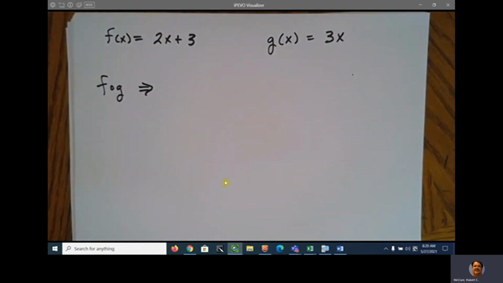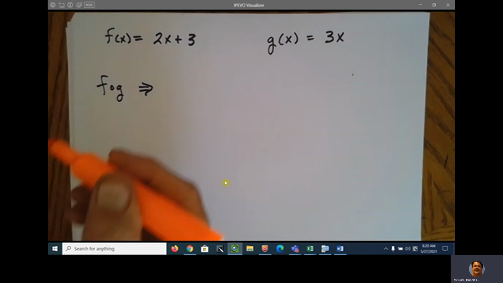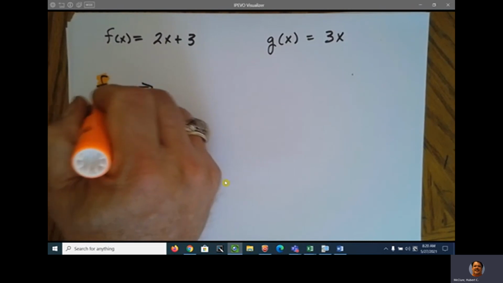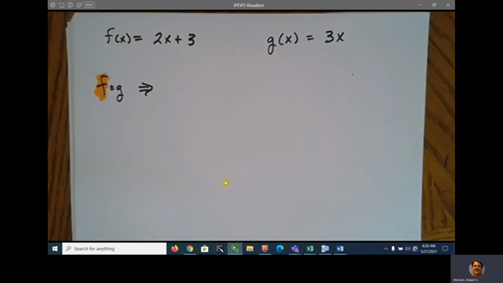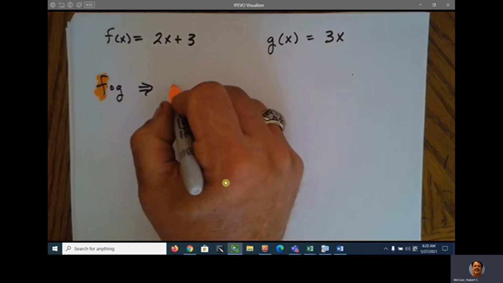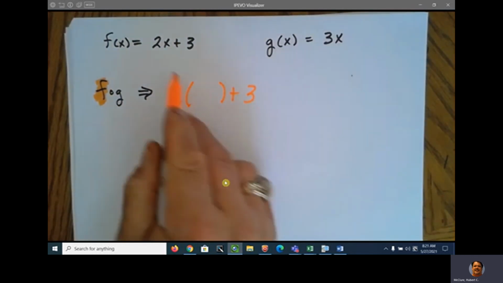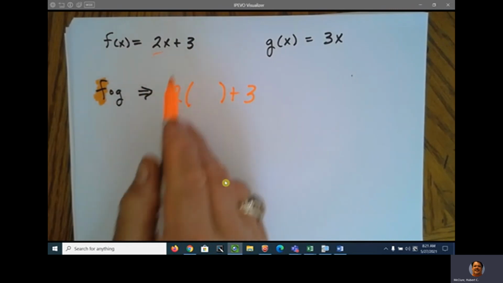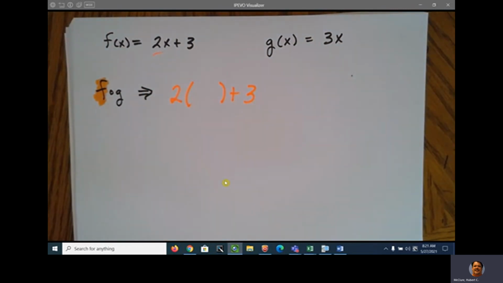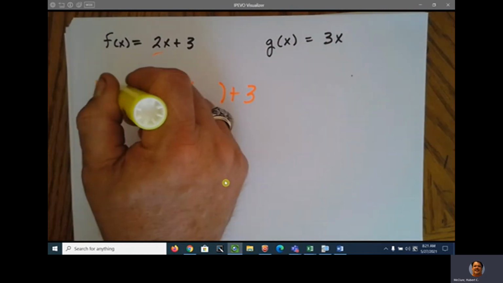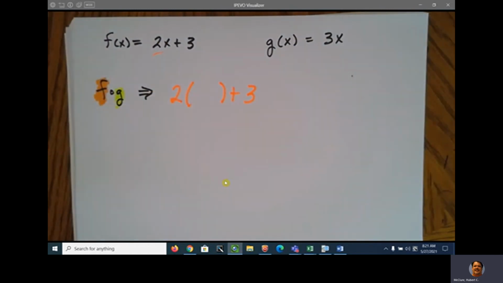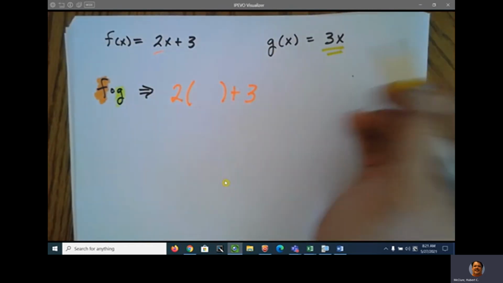Well, the first thing I'm going to do is highlight that f, because I'm going to rewrite f with a big set of parentheses. I'm going to do that in orange. So that's going to be 2 times parentheses plus 3. I just wrote this with a big set of parentheses instead of an x. And this letter right here means I'm going to plug and chug. So I'm going to take in yellow and I'm going to plug in 3x.